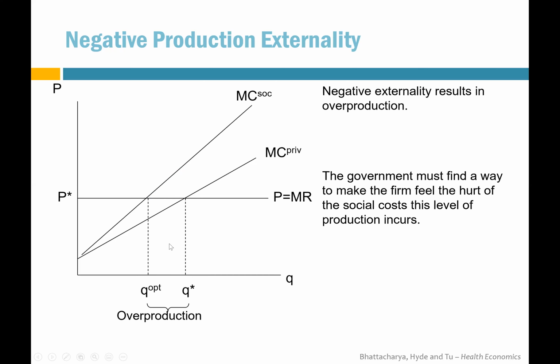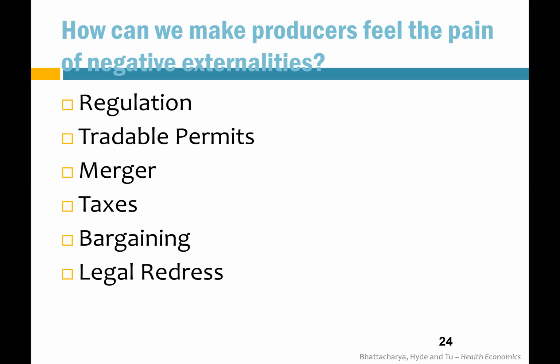So the government has to find a way to make this firm who's doing this producing feel the pain of the social costs that it's incurring. Or another way to think about it is that they have to pay their fair share. They have to pay their way rather than let somebody else pick up the tab. There are several ways that we can do this. We'll talk about a few of these. So there are a lot of different tools that market makers have at their disposal to help producers internalize these costs and get the incentives corrected. So a few different options here.